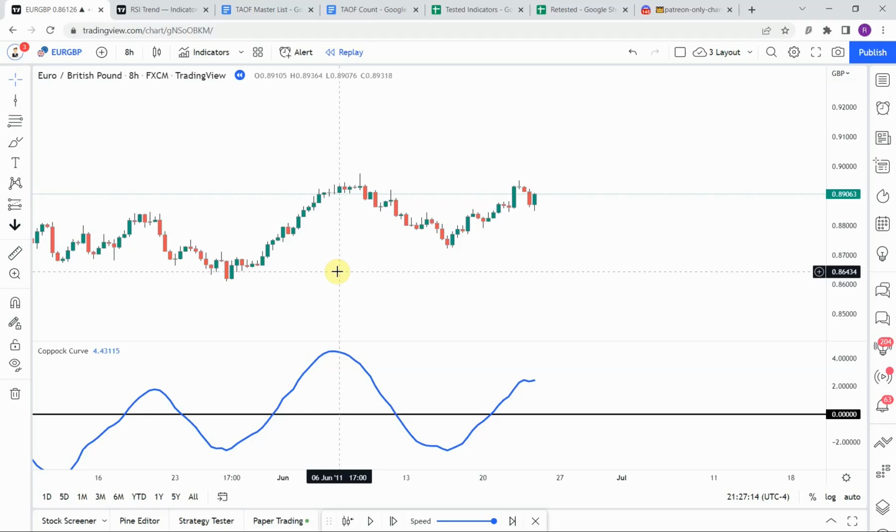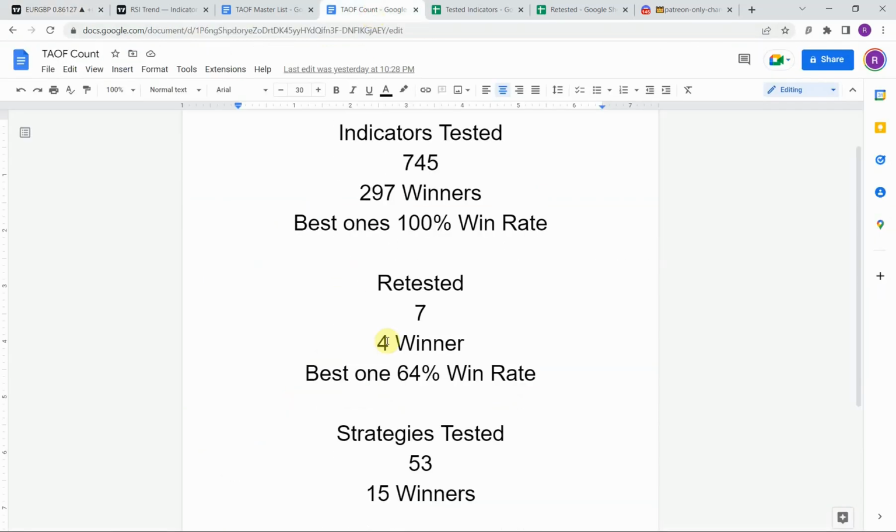Alright, as I said, today we will be looking at an advanced testing of the Coppock curve indicator. Before we do though, I wanted to put the testing scoreboard up for everyone to see. So to date, we have tested a total of 53 different strategies, with 15 of them being profitable. We've also tested a total of 745 indicators, with 297 of them being winners. The best ones so far were able to achieve a 100% win rate. Now you need to go back and watch those videos to understand the context of how they were able to achieve that. So go back and watch those videos and see what you can get out of those winning indicators.